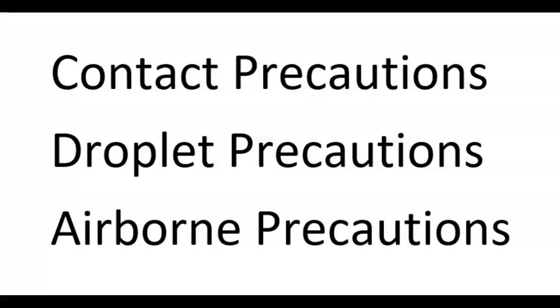While standard precautions are precautions that we use for all patients, the second tier of precautions includes precautions designed for the care of patients who are known or suspected to be infected or colonized with microorganisms transmitted by droplet, airborne, or contact routes. The three main types of transmission-based precautions are contact precautions, droplet precautions, and airborne precautions.